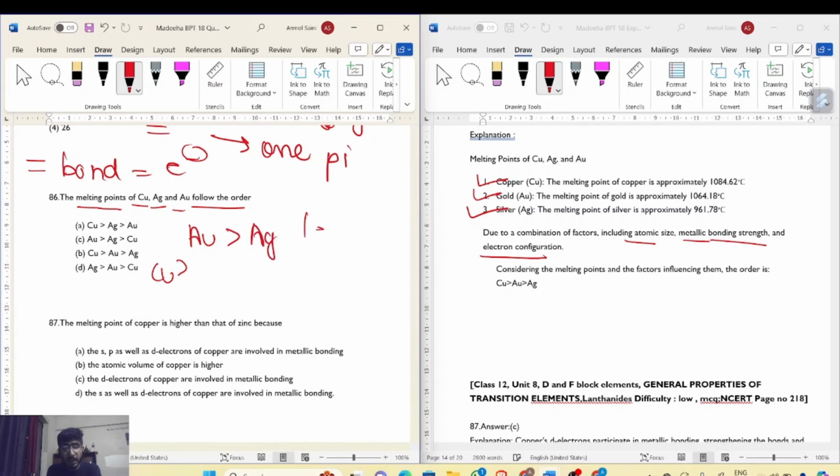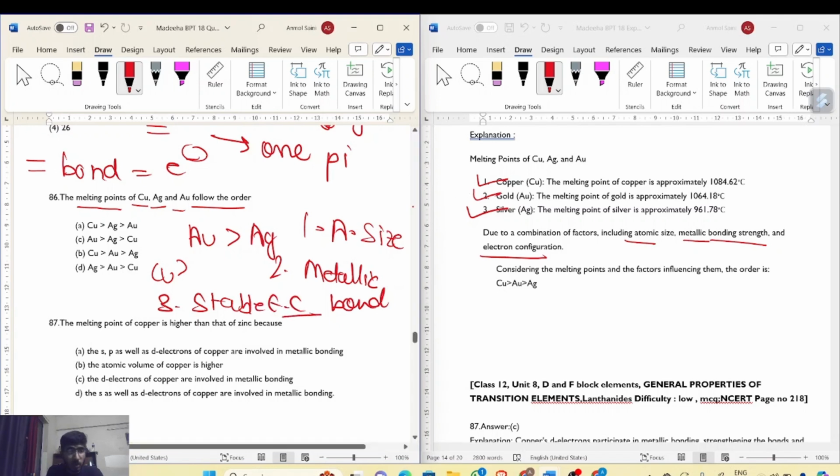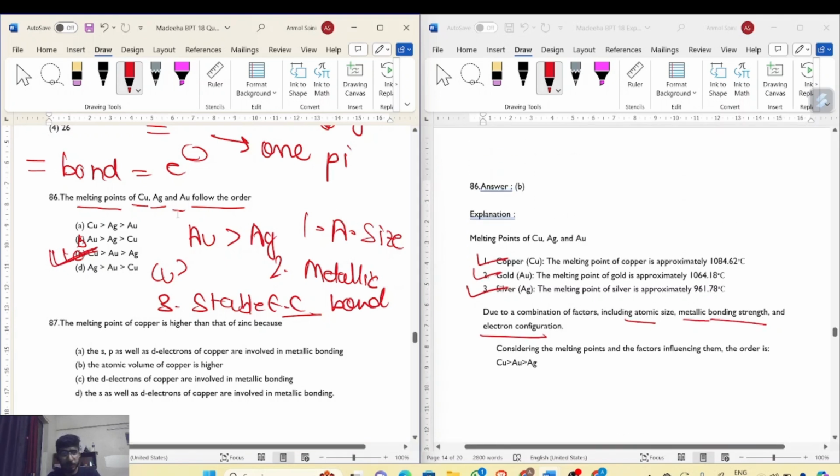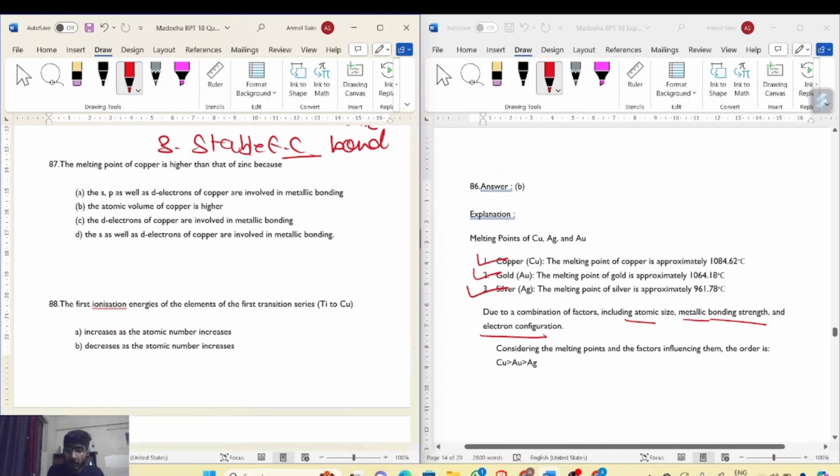And the main factors are atomic size, then metallic bonding, and third is stable electronic configuration. Okay, so the correct answer is option number C here. This is option number B and this is option number C. So the correct answer will be option number C.